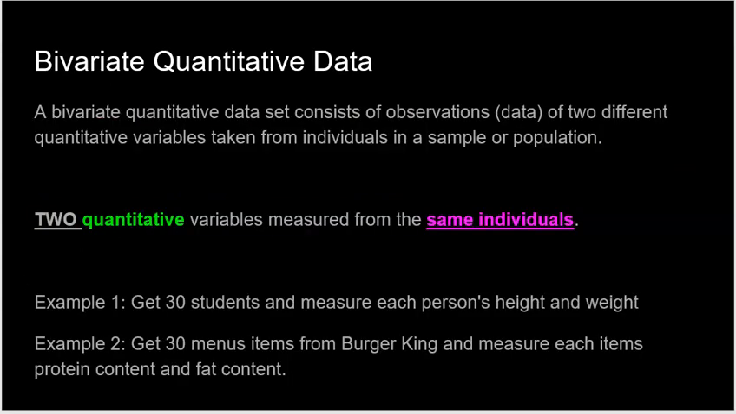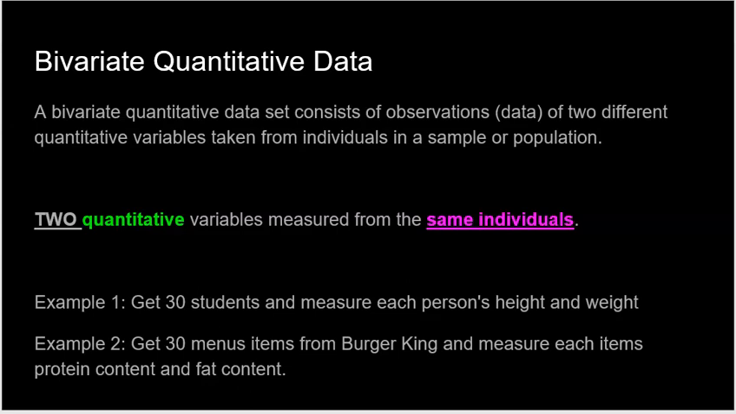So this is known as bivariate quantitative data. Bivariate. Prefix bi means two, right? So a bivariate quantitative data set consists of observations, data, of two different quantitative variables taken from individuals in a sample or a population. So the key here is that there's two quantitative variables measured from the same individuals. Have I repeated that enough? I hope so, because it's an important point that a lot of kids mess up.